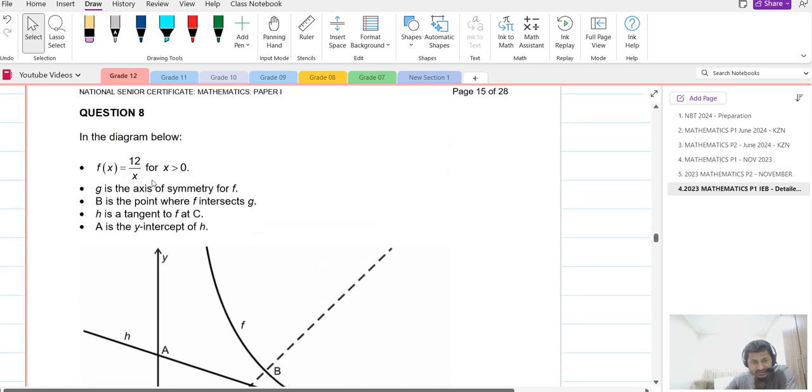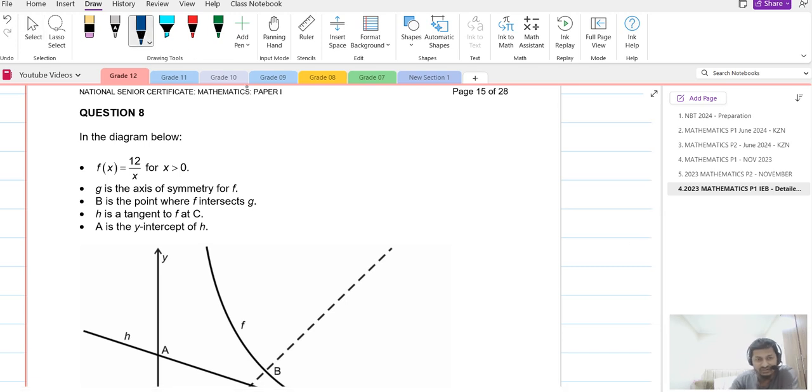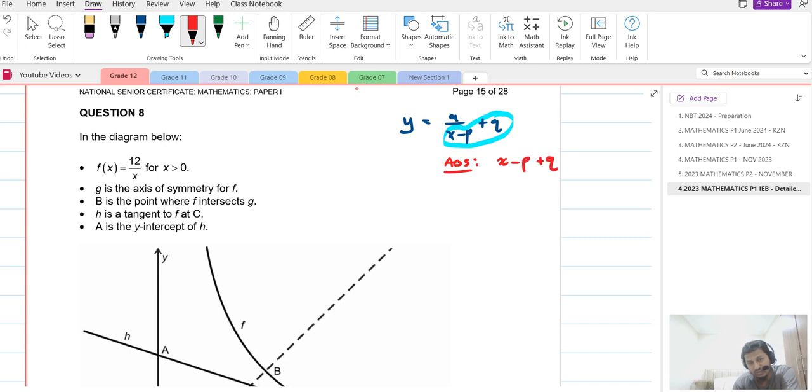How do you find the axis of symmetry of a general hyperbola? If you have y equals a over x minus p, plus q, that's one axis of symmetry. These are the two axes of symmetry, right? x minus p plus q, which is equal to y, that's the positive axis of symmetry. And for the negative axis of symmetry, just put a negative in the denominator only, plus q is equal to y. So we're looking for the positive. In this case, the axis of symmetry will just be y equals x, right?